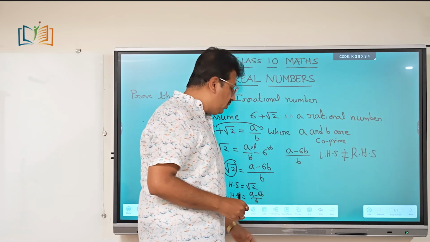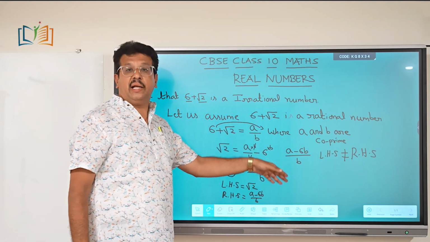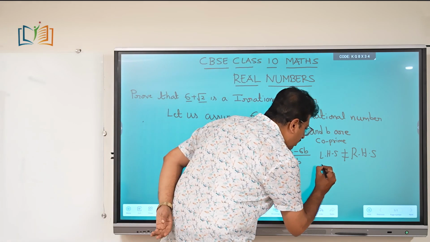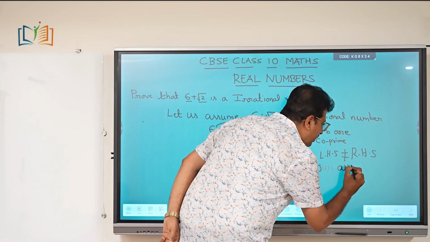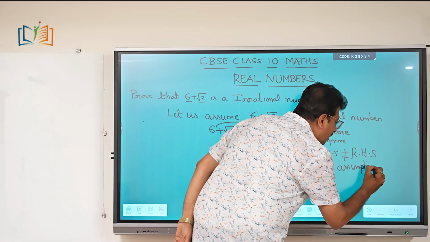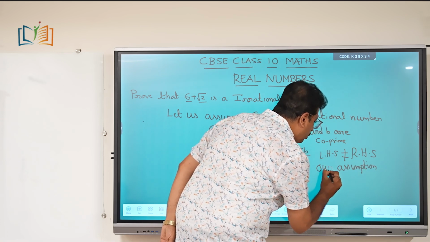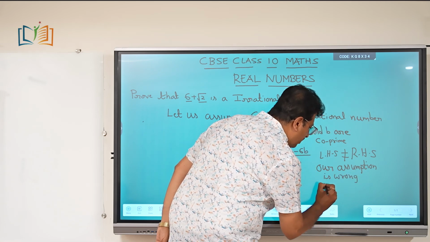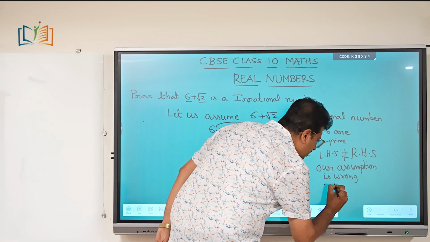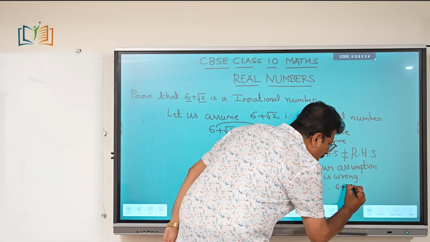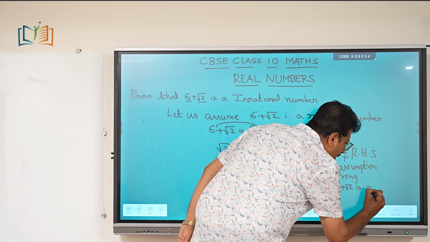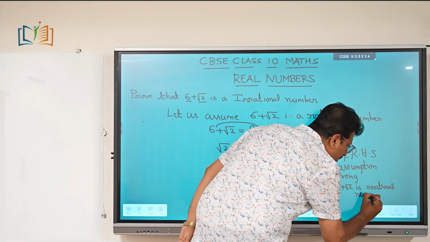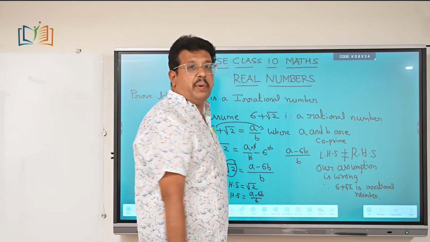Both are not equal. That means you cannot say irrational number equals rational number. You cannot say like that. It's wrong. So our assumption is wrong. So what can you say? You have to write this, because you have taken it as a rational number. So the assumption is wrong. When our assumption is wrong, definitely therefore what you should say is 6 plus root 2 is an irrational number. So this is the conclusion part of the problem.